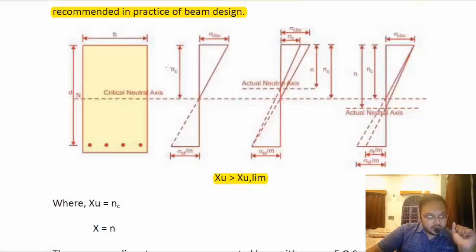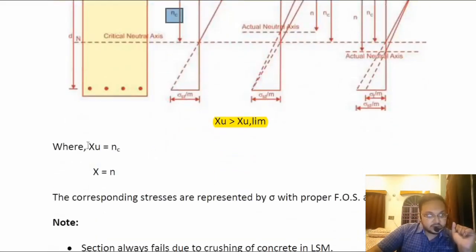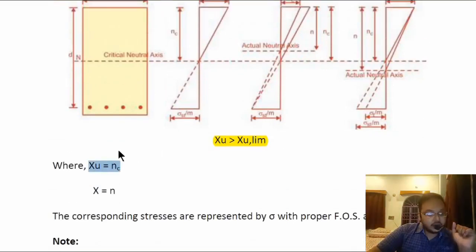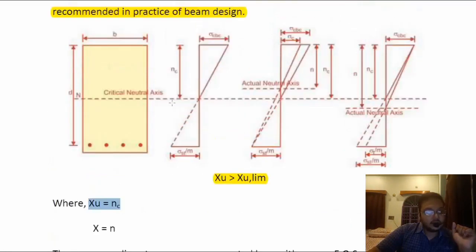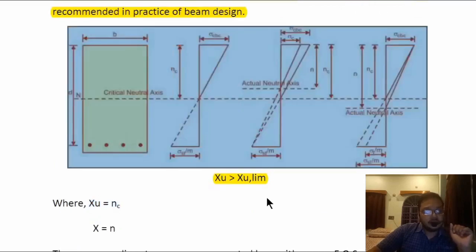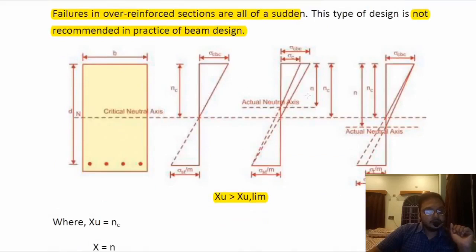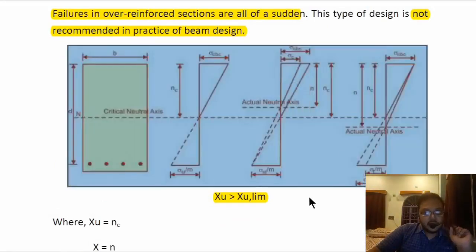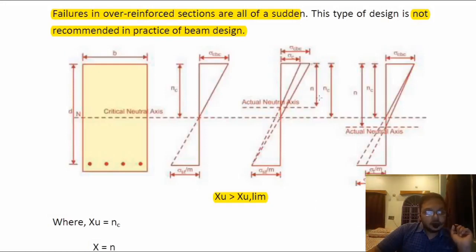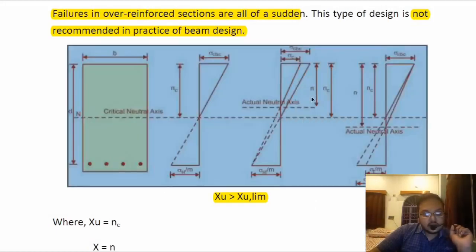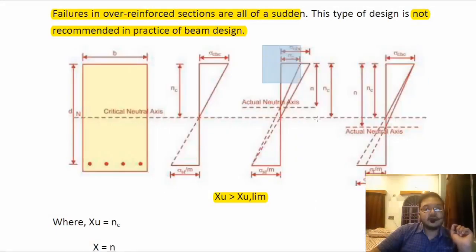In this figure it is represented by NC. I have also written that XU is equal to NC; you can correct it later that XU limit is equal to NC. So XU limit is equal to our NC, and XU is given by N. In this figure you can see that the value of N is less than NC, that is, XU is less than XU limit.